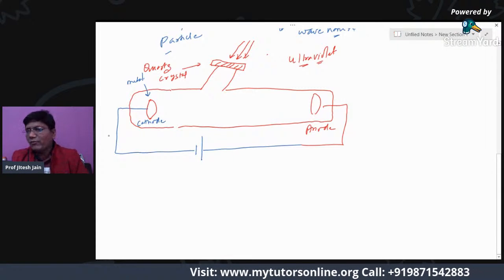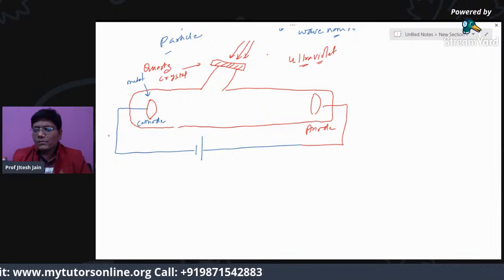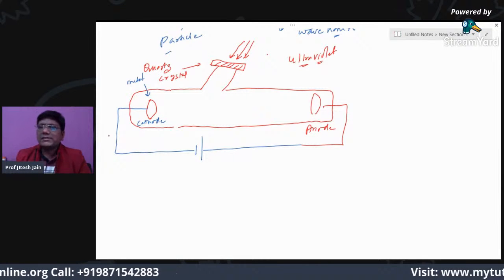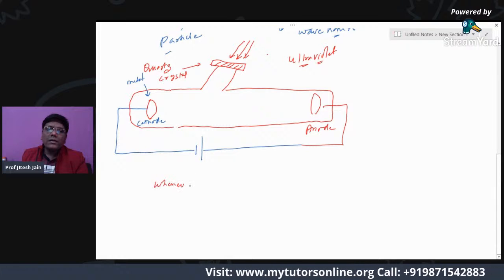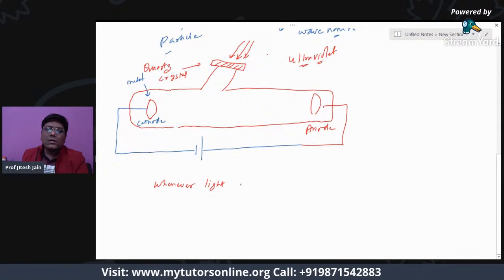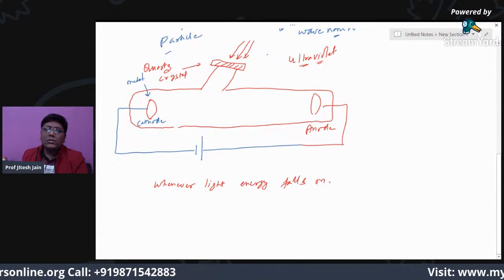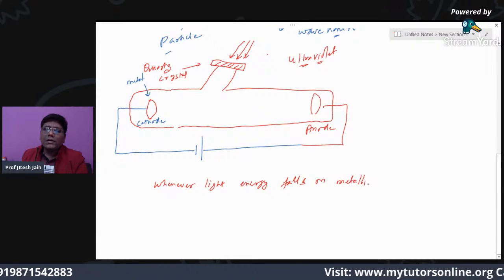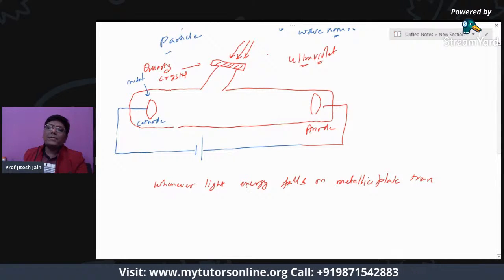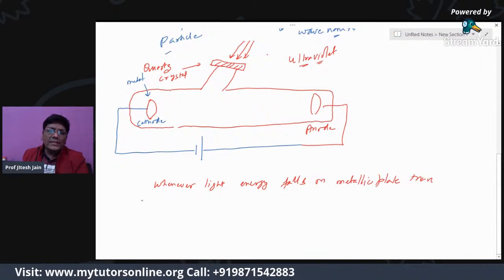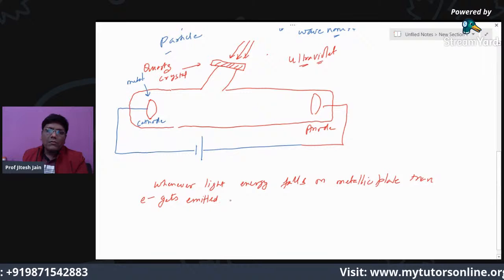So, what is basically the photoelectric effect? What is the meaning of the photoelectric effect? It means that whenever light energy falls on a metal piece, on a metallic plate, then what is going to happen? Then electrons get emitted from the plate.